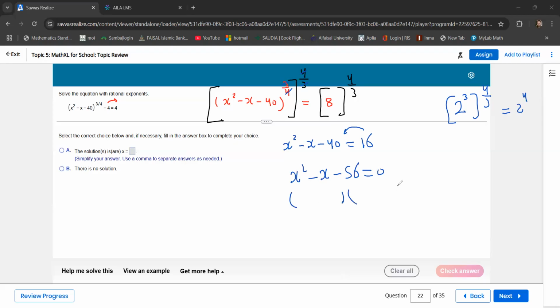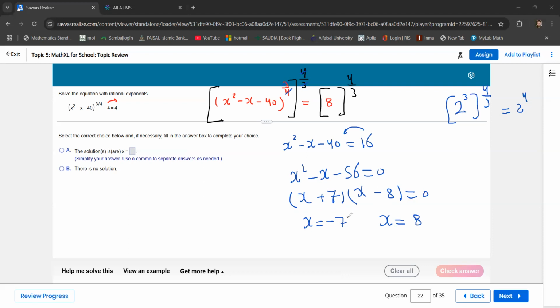Open parentheses, or use mode 5-1, mode 5-3. x times x, 7 times 8. The 8 is negative, the 7 is positive. The positive will give you a negative solution, negative 7. And the negative will give you a positive solution, which is positive 8.